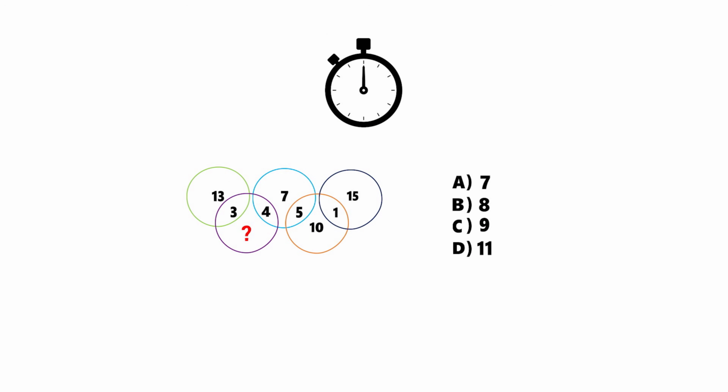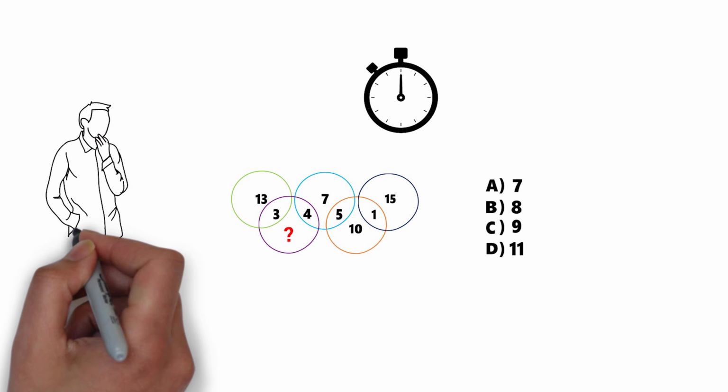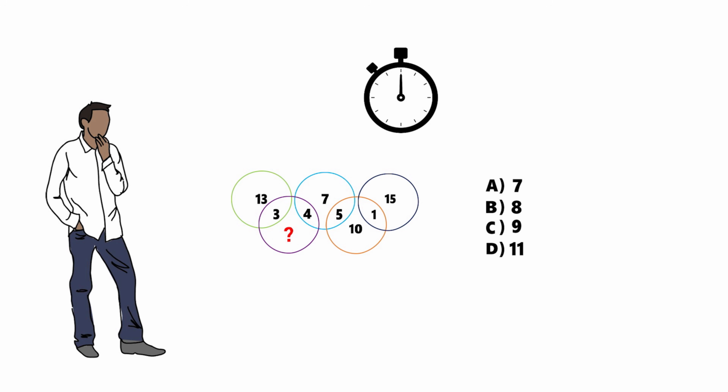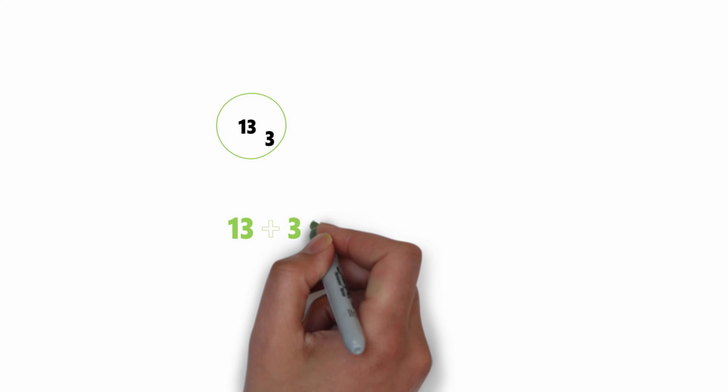This is about as much time as you get on the typical test to calculate the answer. Do you see the solution? Let's continue to see how we can get to the correct solution and solve this challenge together. As you might have figured out by now, the sum of the numbers in each circle adds up to 16. For example, let's look at the green circle. We have numbers 13 and 3, and 13 plus 3 equals 16.